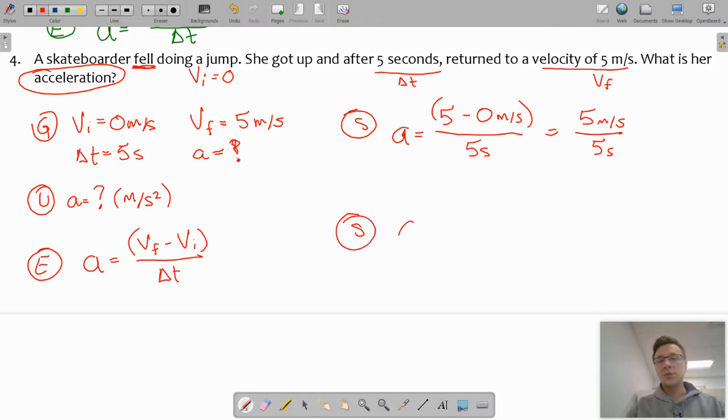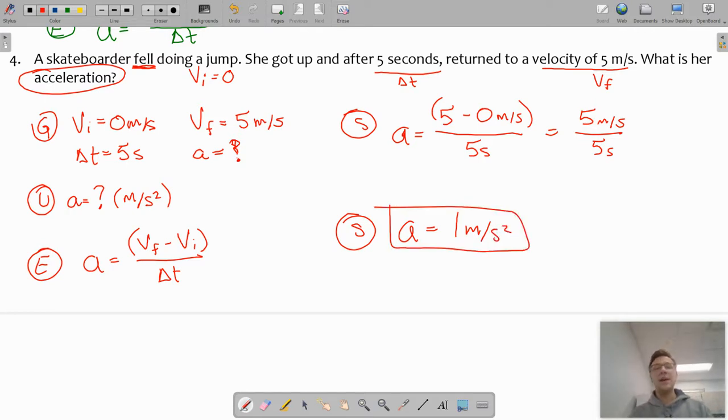And when we solve, that comes out to be a positive 1 meter per second squared, meaning that at each second, the skateboarder will speed up by 1 meter per second. And that should make sense, right? If it takes 5 seconds to get to 5 meters per second, then on average, the person has to increase their speed, or velocity, by 1 meter per second each second. Okay. Make sure that you use the GUESS method and write all of this down in your notebook. Let me know if you have any questions.